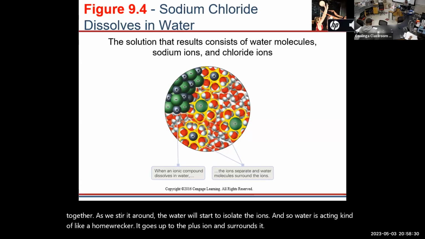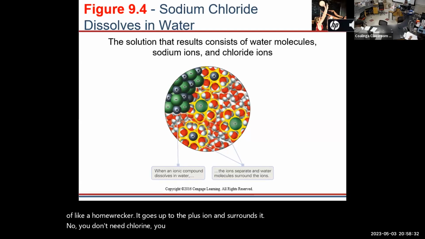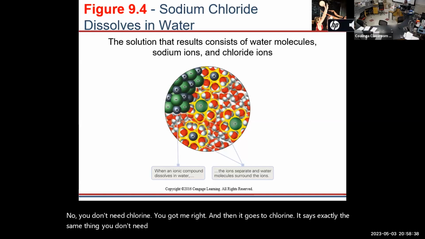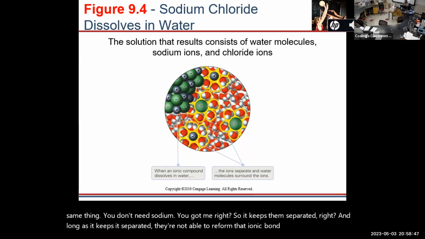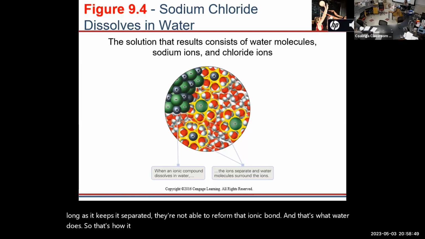No, no, no, you don't need chlorine. You've got me, right? And then it goes to chlorine. It says exactly the same thing. You don't need sodium. You've got me, right? So it keeps them separated, and as long as it keeps them separated, they're not able to reform that ionic bond. And that's what water does. So that's how it stays in solution.